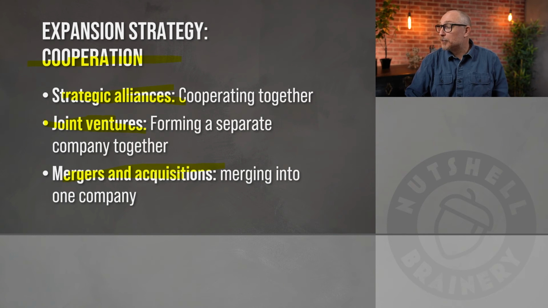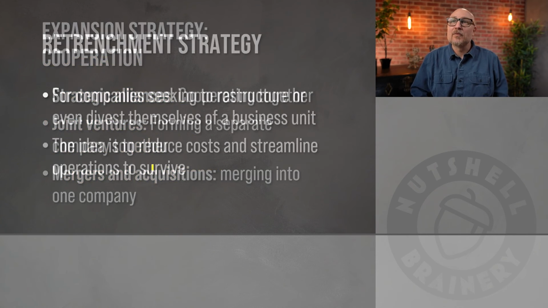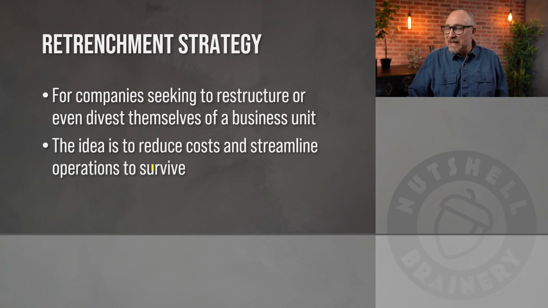And then, of course, you've got mergers and acquisitions. This is how companies like Google and Amazon and Facebook have grown so quickly and so aggressively, just by merging and acquiring, mostly acquiring in these cases, other companies so that they can get their core competencies, they can get their technology, and they can also take them out of the marketplace if they're a competitor. Okay, let's go to the next one, retrenchment strategy.